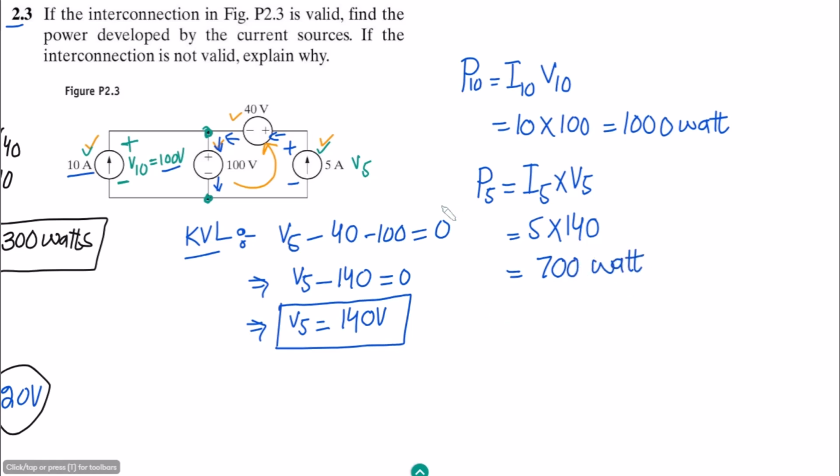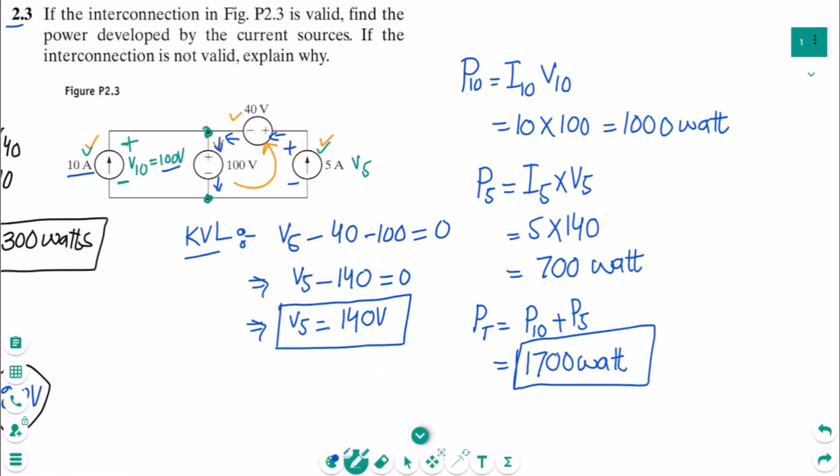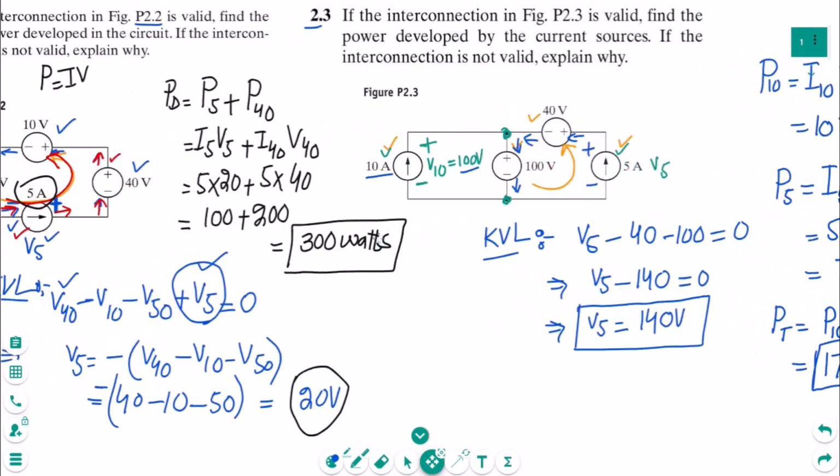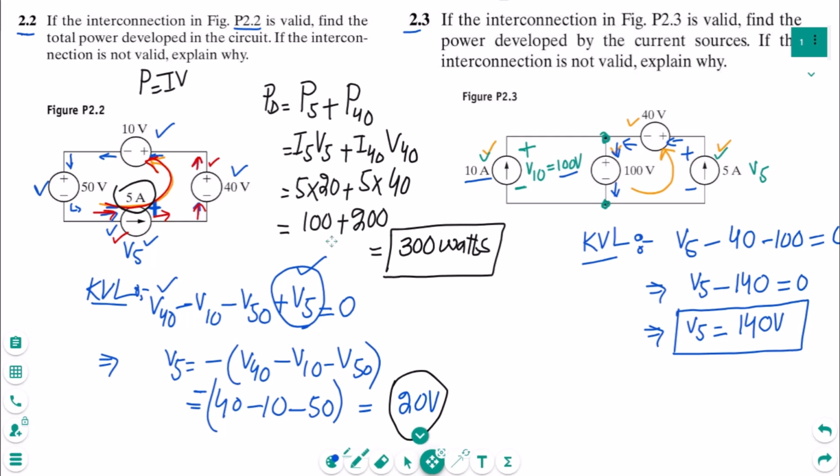So the total power developed here is PT equals P10 plus P5. Adding them together we will get 1700 watts, and that is the solution of our question. So that's it for today, in which we have seen the solution of question 2.3 and also the solution of question 2.2 as well. So these are the two solutions.